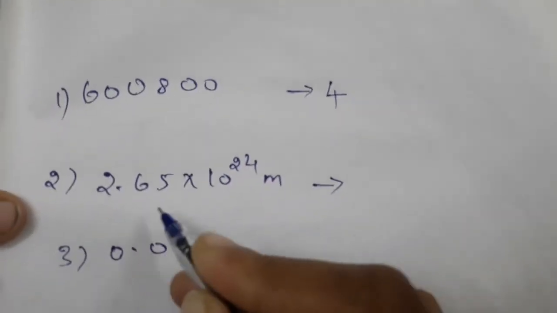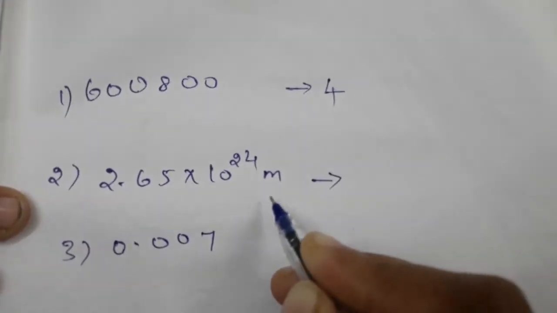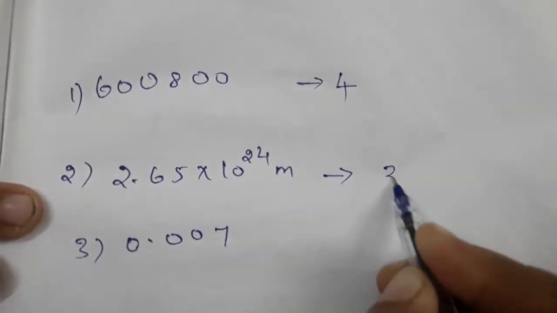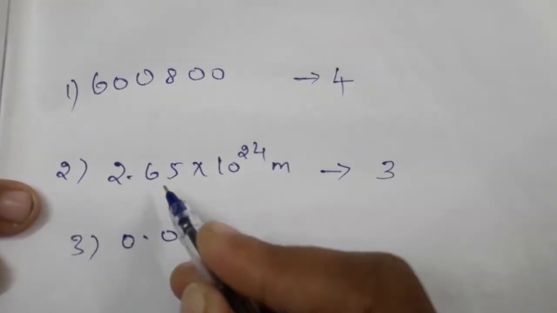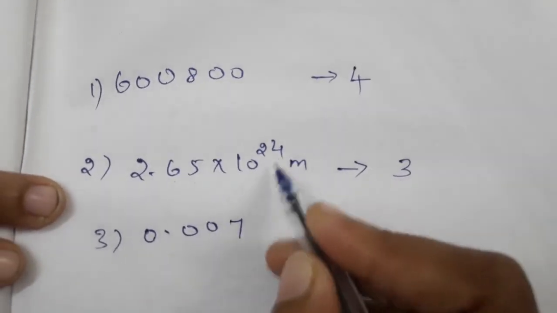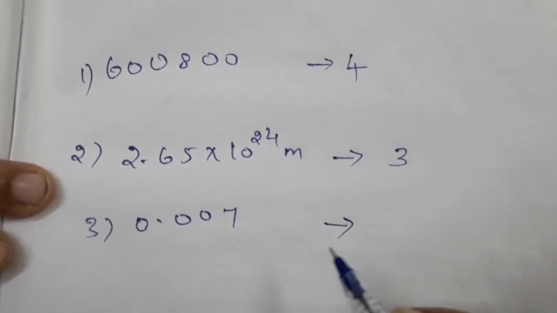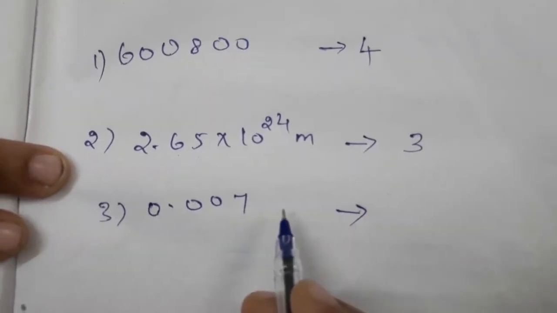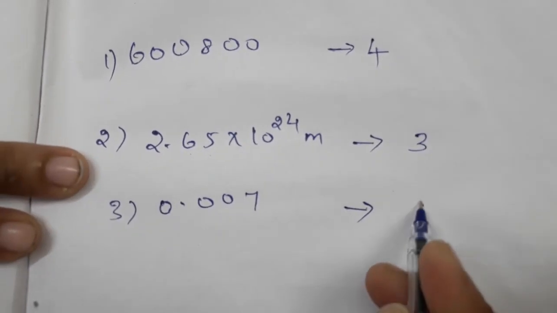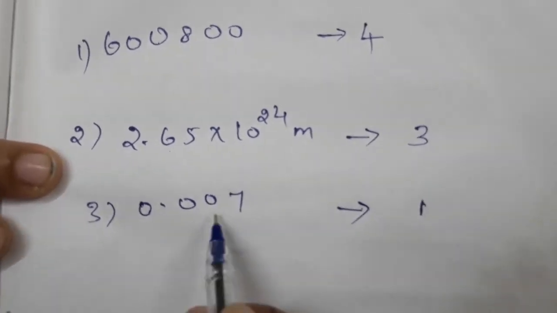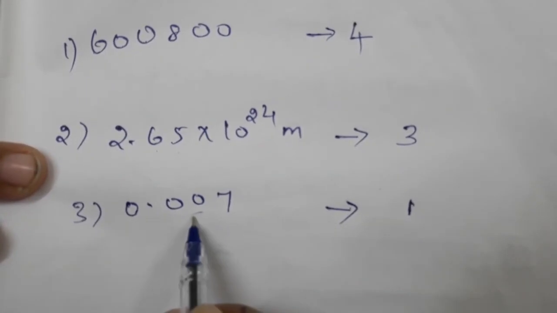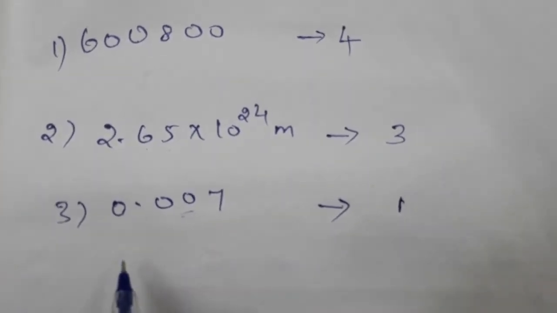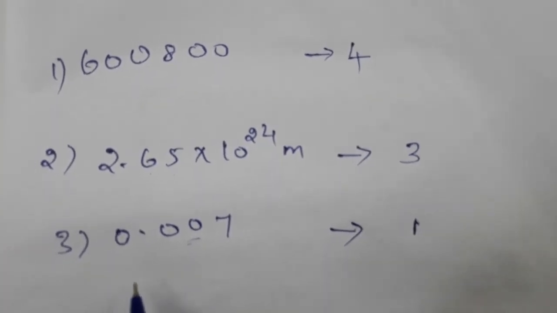Second, 2.65 into 10 power 24 meter. How many significant figures are there? Yes, 3. That is 1, 2, 3. The power of 10 is irrelevant. Third, 0.007. How many significant figures are there? Yes, only one significant figure because the number is less than 1. So these zeros are not included for significant figures. Students, you have to practice the examples from the book.